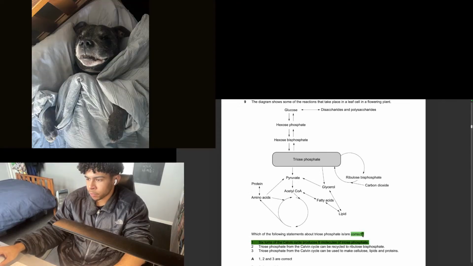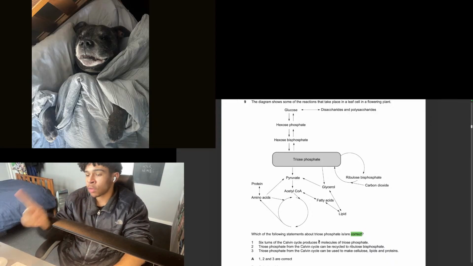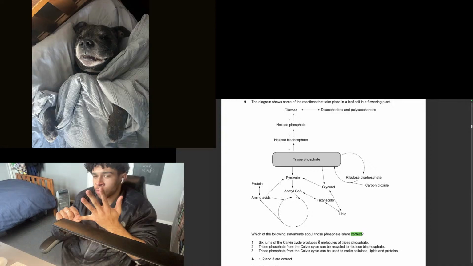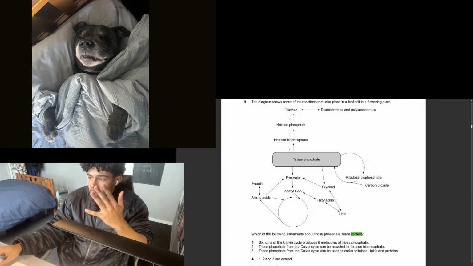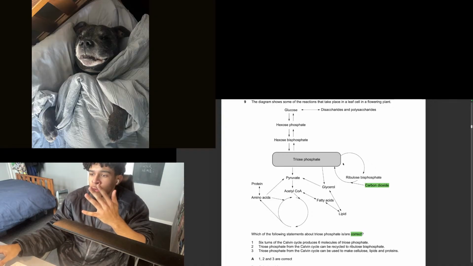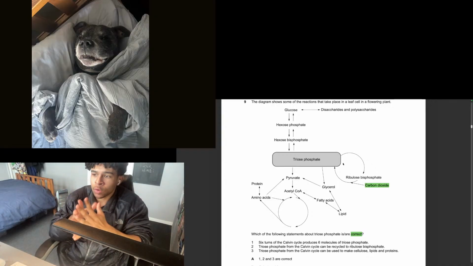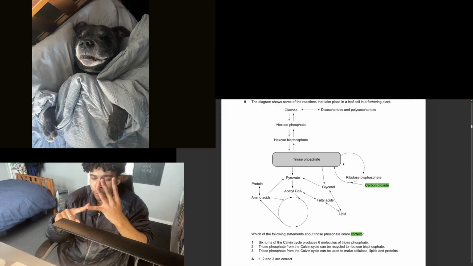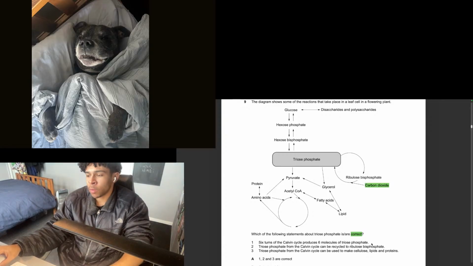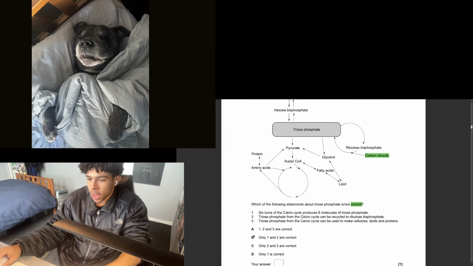Which is correct? One, 6 turns produces 6 molecules of triose phosphate. That's wrong. In the Calvin cycle, 1 turn adds 1 carbon. As said there, 1 turn produces 1 carbon. Triose phosphate is a 3 carbon with 2 phosphates. No, it's a 3 carbon with 1 phosphate. So how could 6 turns produce 18 carbons worth of things? So we know 1 is wrong. So anyone with 1 is just incorrect.